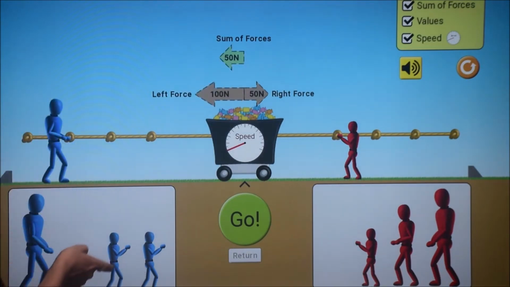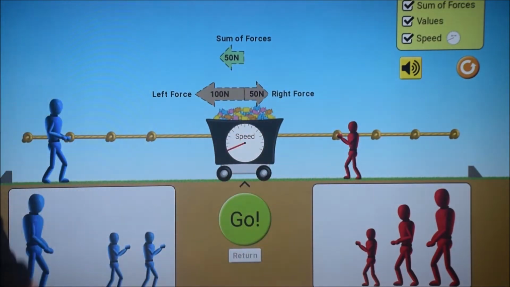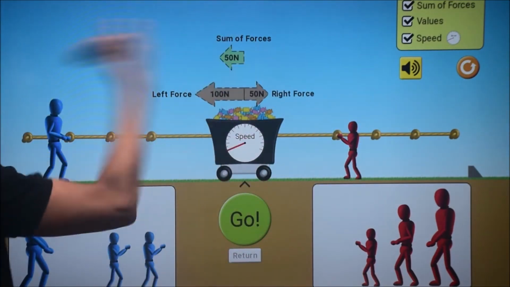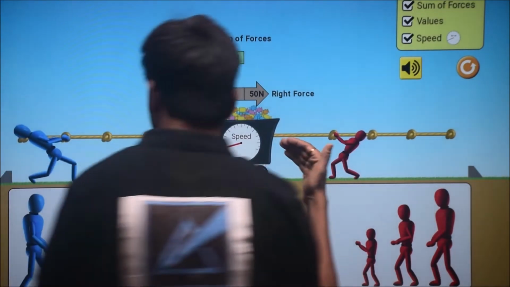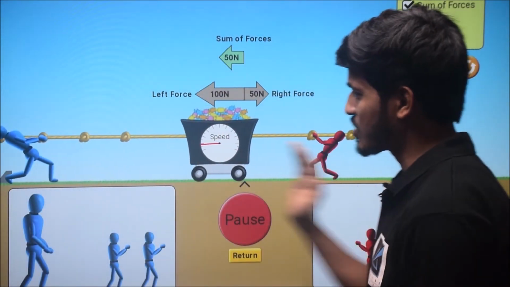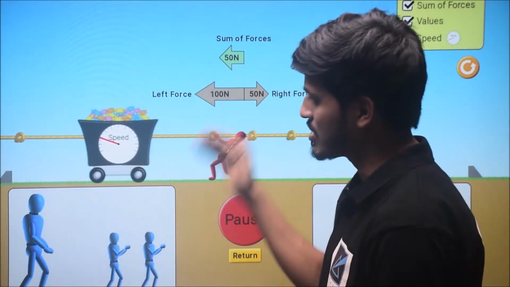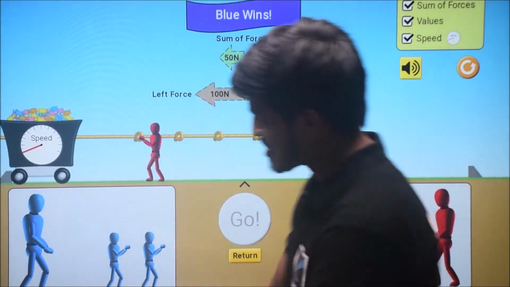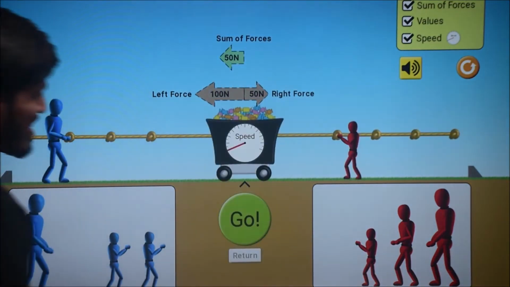Suppose on the left side now 100 Newton force, right side it is 50 Newton. So there is a net force towards left. There is a net force towards left, so object will move towards left. It is moving, speed increases and speed increases and just striking. Right? Now let us again return.